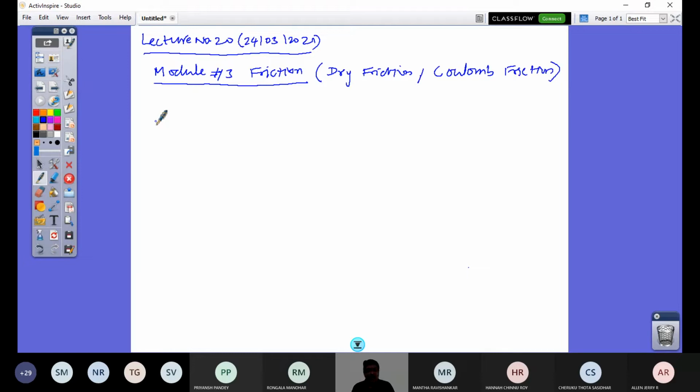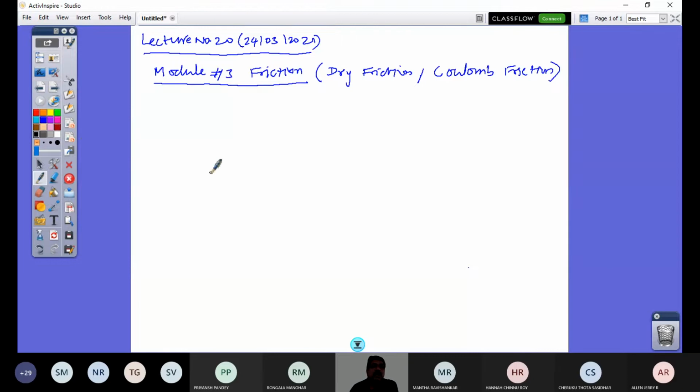So it will always be directed along the tangent to the surface at the points of contact with other bodies, and is directed so as to oppose the possible or existing motion of the body relative to the other body, right? So this may be a statement that is available from a classical textbook. But to understand this dry friction concept, let me just explain it with a demonstration.